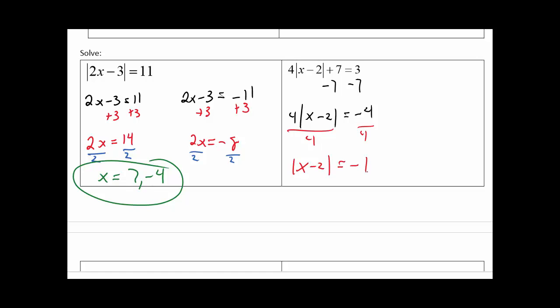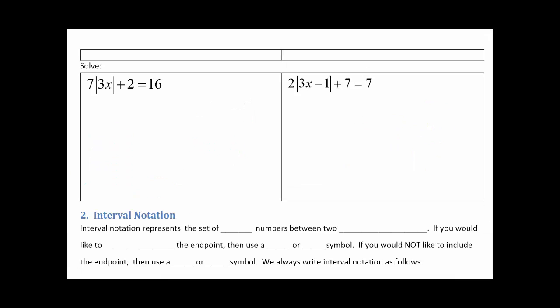And then I'll look at which case I'm dealing with. Well, obviously, negative 1 is negative. So I've got a situation where we don't have a solution. So there's no solution for that one. Okay, so let's keep solving on these.